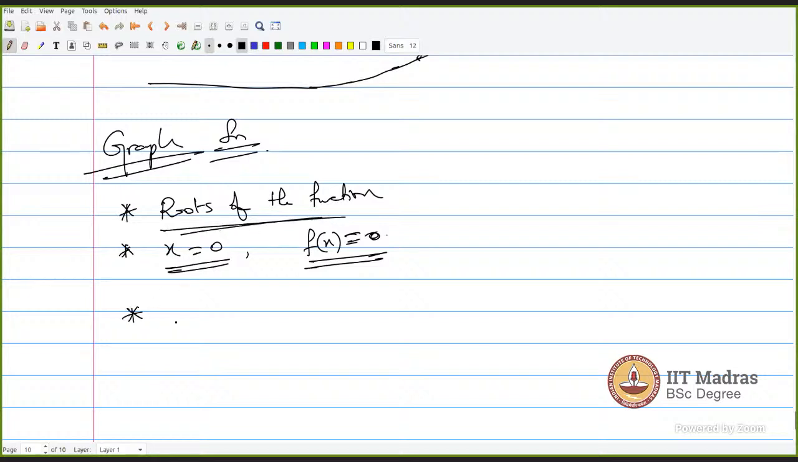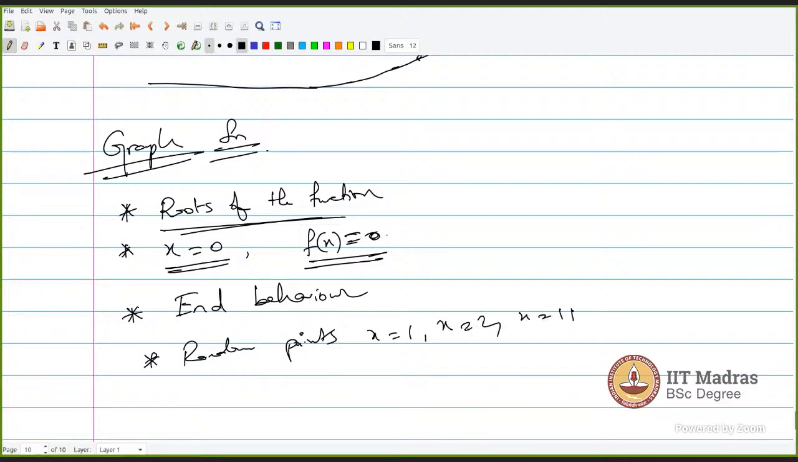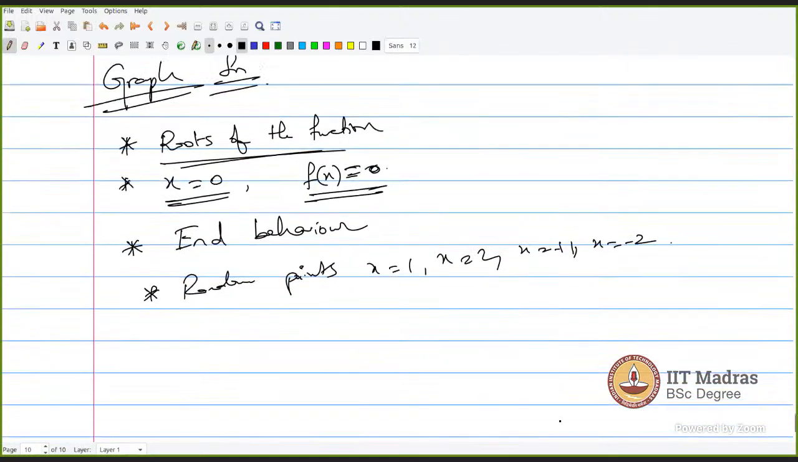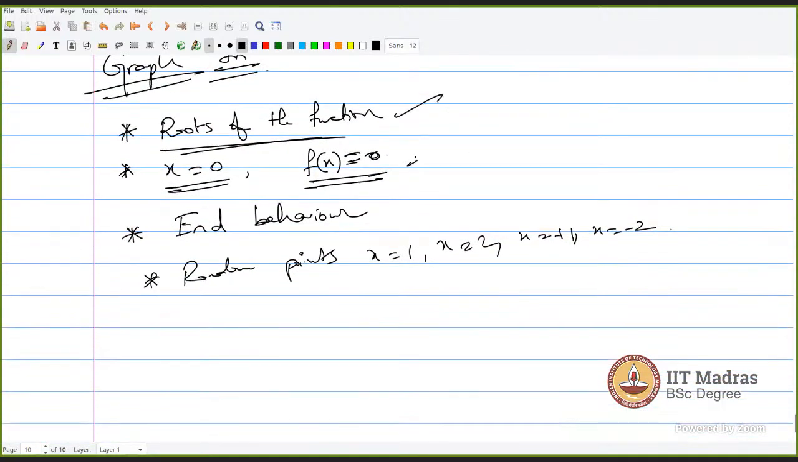And if you are not getting these, just look at the end behavior. And even if you can't conclude, then take random points. Just substitute x equals 1, x equals 2, x equals -1, and in the domain, x equals -2. Compute f of x values for some 3-4 random points. If you have got these three, that is enough, no need to worry about the rest.